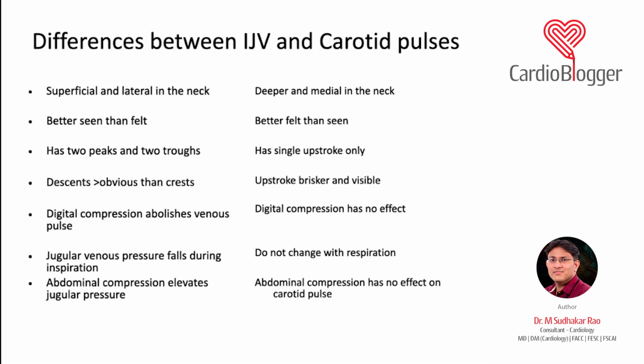Whereas a carotid has only one single upstroke. The descents are more obvious than the ascents. I will get again to it. X and Y descent are actually more obvious than the A and V waves, and X descent is the one which increases more with inspiration, as compared to carotid which has an upstroke which is brisker and more visible. Now we already know that digital compression abolishes the venous pulse. However, digital compression has no effect on carotid artery pulsations. Inspiration and abdominal compression have an effect on JVP but not on the carotid pulsation. So these are the points which you should know to distinguish a JVP from carotid artery pulsations.